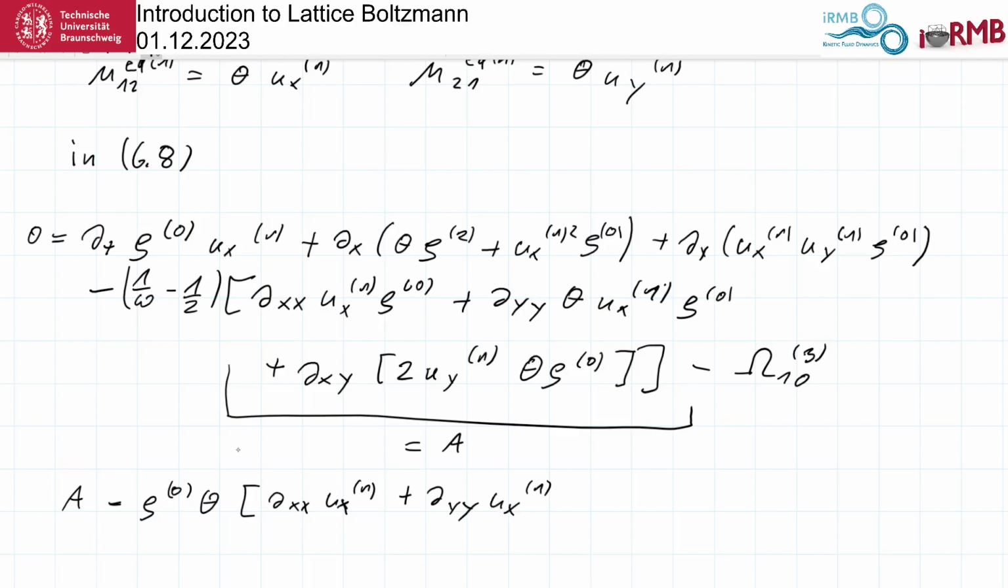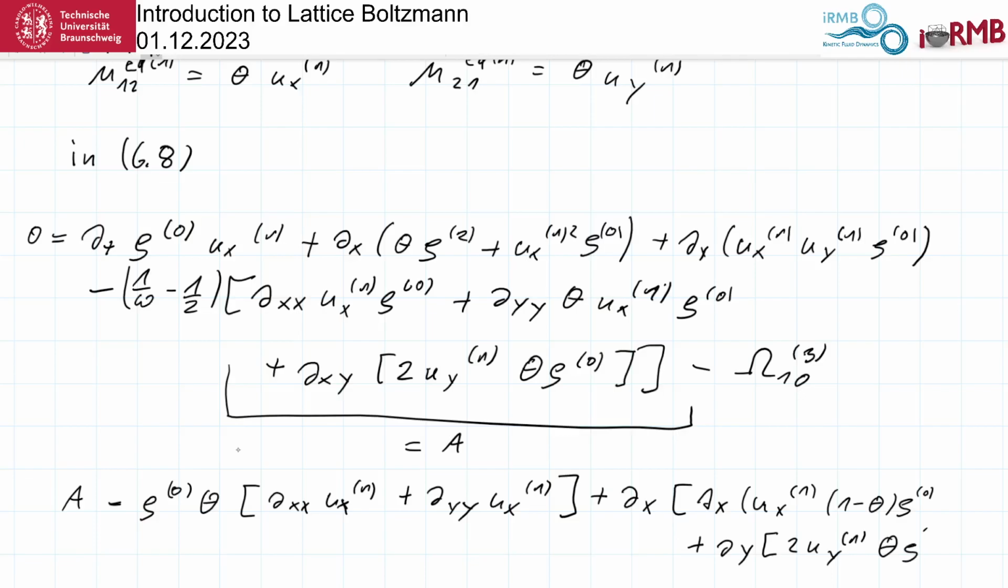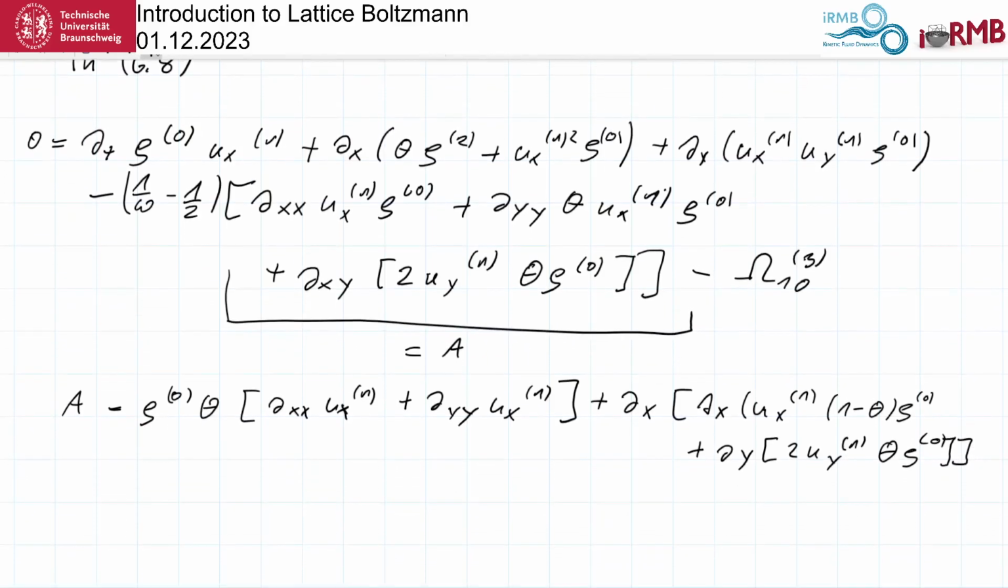ux first order. Now this is something that you have in the Navier-Stokes equation, right? This is what you want to have there. And then there is a part that you don't want to have there. And this is dx ux first order 1 minus theta rho 0 plus dyy 2 uy first order theta rho 0. And this what we don't want to have, this we call B.